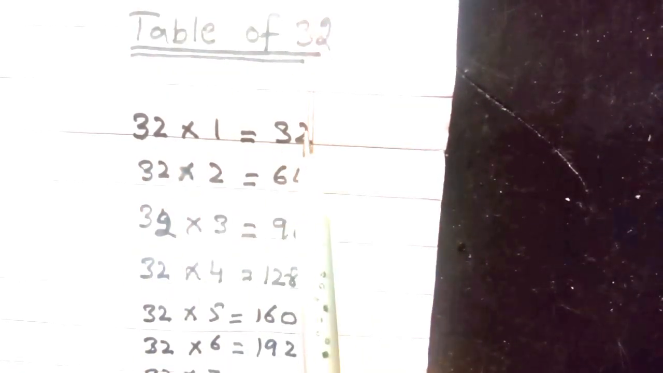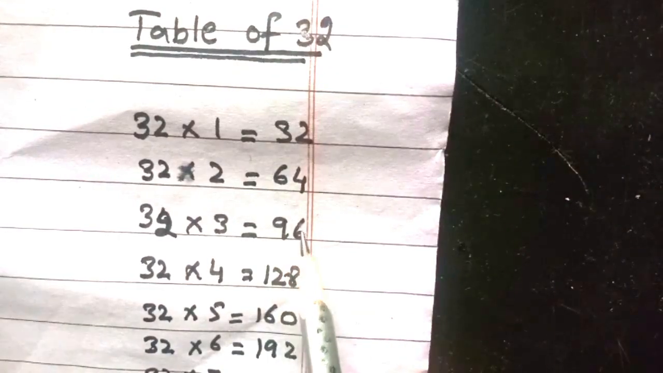Table of 32. 32 ones are 32. 32 twos are 64. 32 threes are 96. 32 fours are 128. 32 fives are 160.